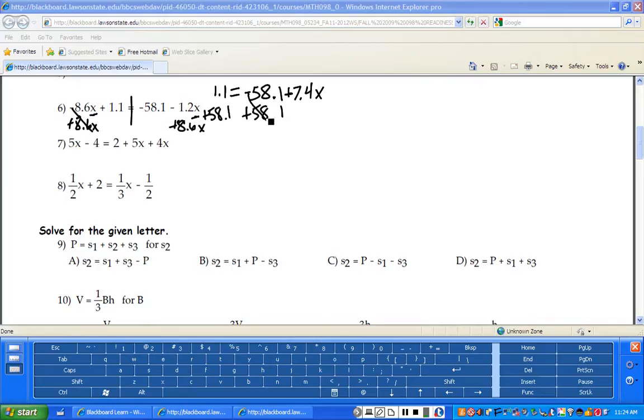Cancels here. So now I have 59.2 equals 7.4x. So the 1.1 plus the 58.1 gives me 59.2, and the 7.4x is brought down. Okay, divide both sides by 7.4.